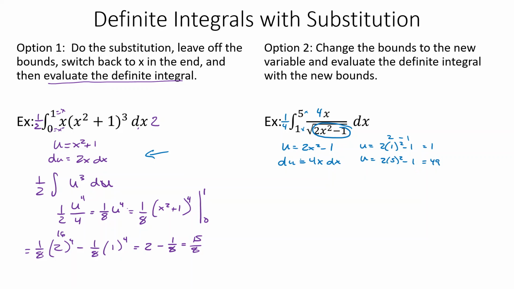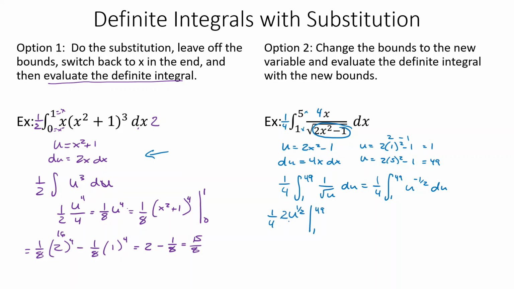All right, so now we could say that this is 1/4 the integral with the new bounds from 1 to 49. Now in terms of u, this would be 1 over the square root of u du, or 1/4 the integral from 1 to 49 of u to the negative 1/2 du. And now we can integrate that using the power rule. We'll get u to the 1/2 over 1/2, or times 2, evaluated from 1 to 49.